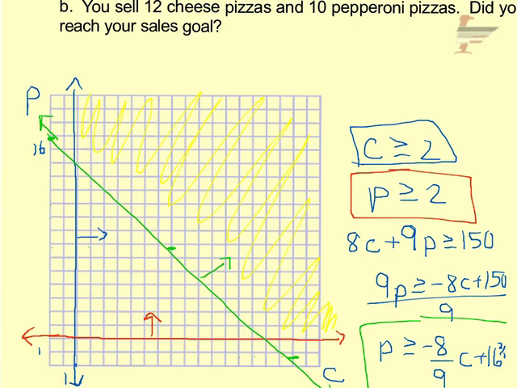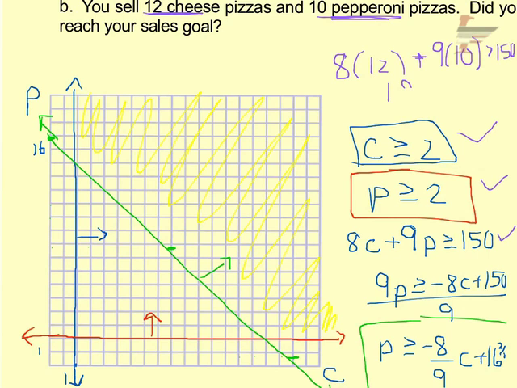Well, I know that 12 cheese and 10 pepperoni are definitely going to reach those goals. They're definitely both more than 2. So then last but not least, I want to make sure it reaches the third constraint. So I could just mathematically check $8 times 12 cheese pizzas plus $9 times 10 pepperoni pizzas need to be at least $150. And certainly that works out that this total is $186, and that's definitely more than $150.